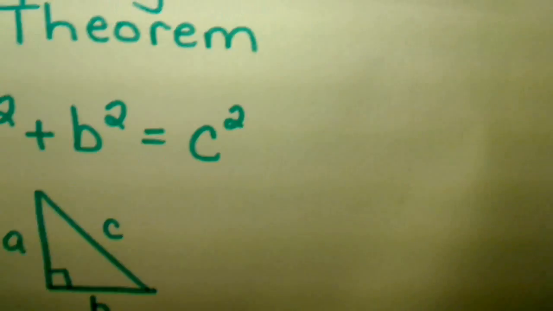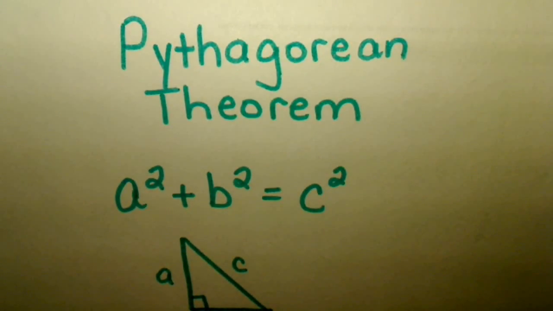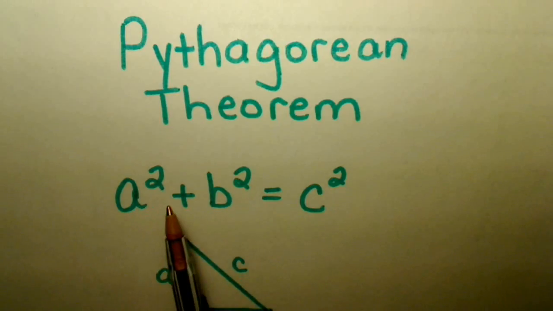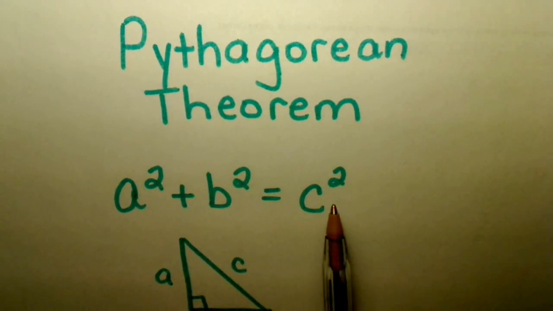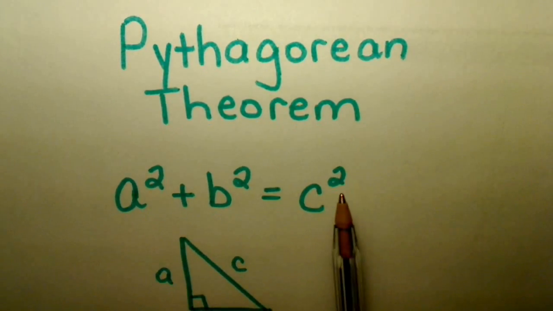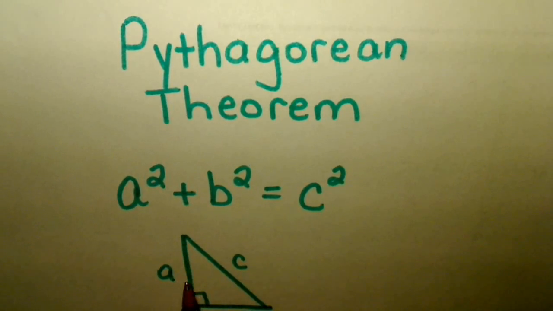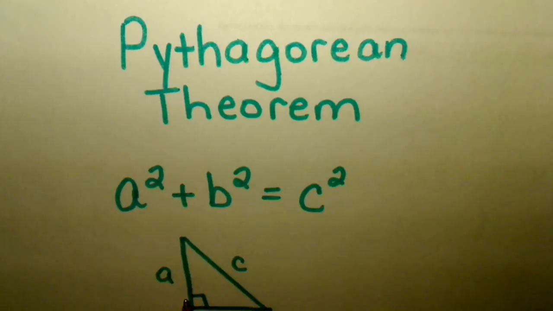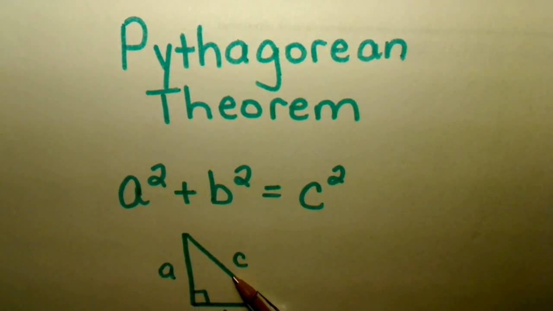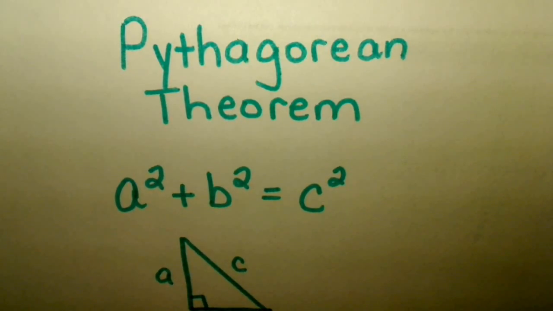So we have the Pythagorean theorem. A squared plus B squared equals C squared. A and B form a right angle. C is the hypotenuse. Pythagorean theorem.